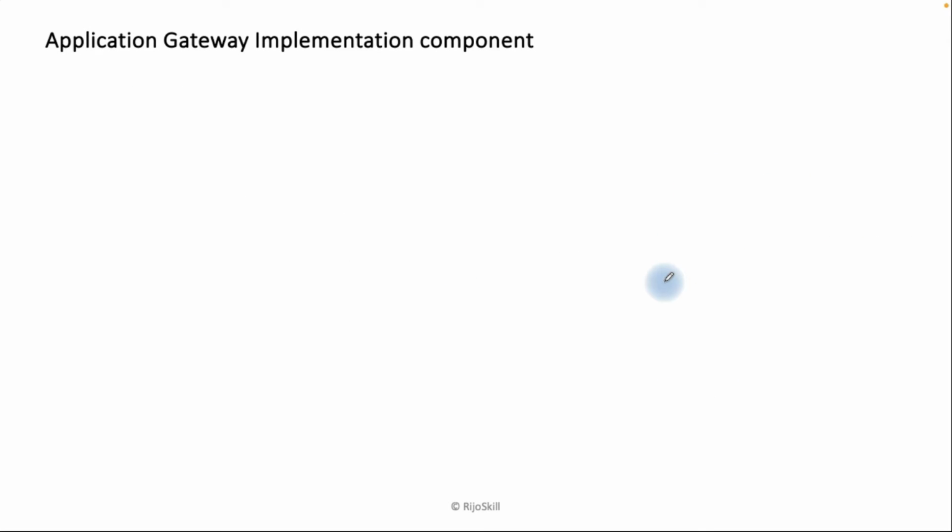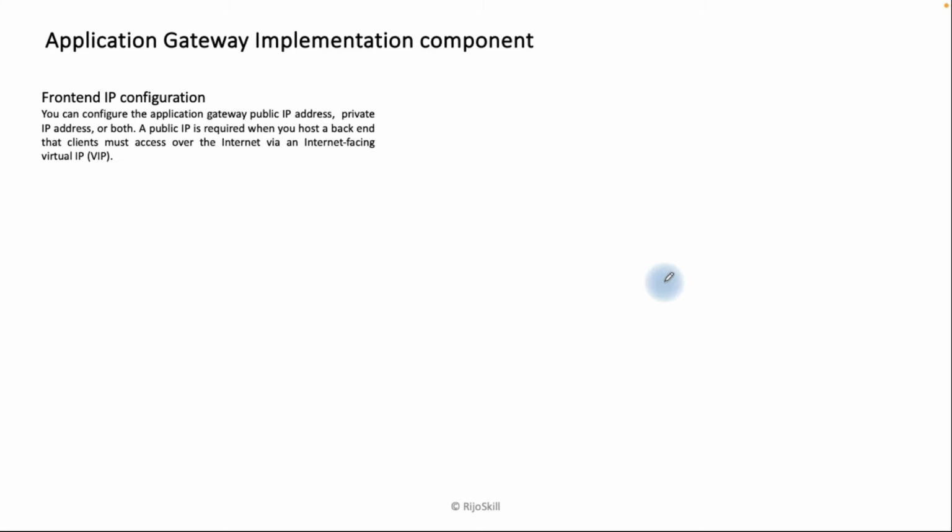Next we will discuss the application gateway implementation components. What are the components available for the application gateway? First we will discuss the front-end IP configuration. What is front-end IP configuration? You can configure the application gateway with a public IP address, a private IP address, or both. A public IP is required when you host a backend that the client must access over the internet via the internet-facing virtual IP.